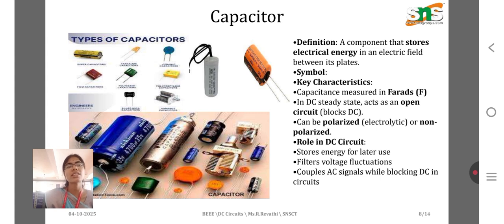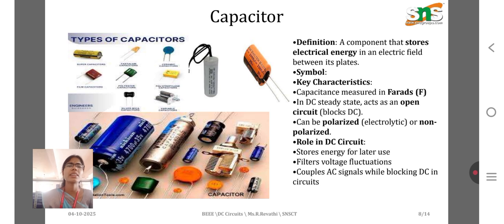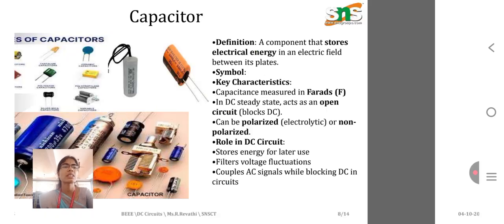The capacitor is an energy storage device. It stores energy which is used later. It filters voltage fluctuation, stores energy for later use, and couples AC signals while blocking DC in circuits. Capacitance is measured in farad, F. It acts as an open circuit. There are many types of capacitors: disc capacitors, flat capacitors, and high voltage capacitors. These are the types of capacitors.